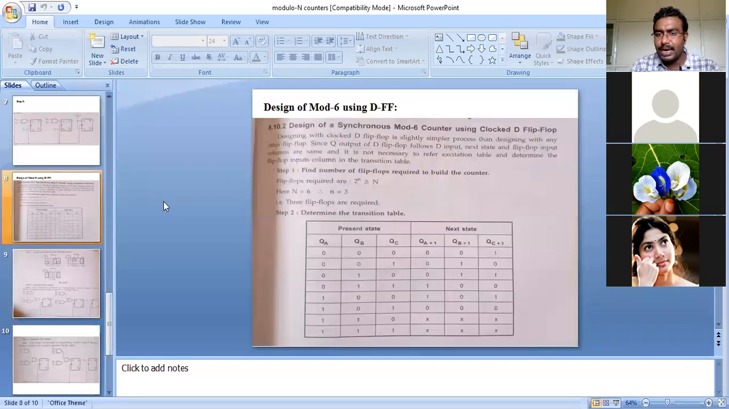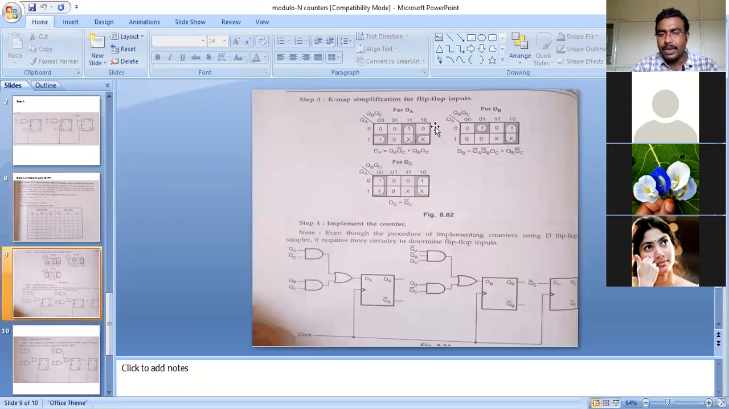So is there any difficulty here, students, designing your modulo 6 counter using D flip-flop? Very simple. Write your present state, write your next states, then go for the K-map simplification using QA plus 1 value, QB plus 1 value, QC plus 1 value, by considering QA, QB, QC as inputs for the K-maps. Get the expression for DA, DB, and DC. Give them to the corresponding inputs. Your design will be over, students.